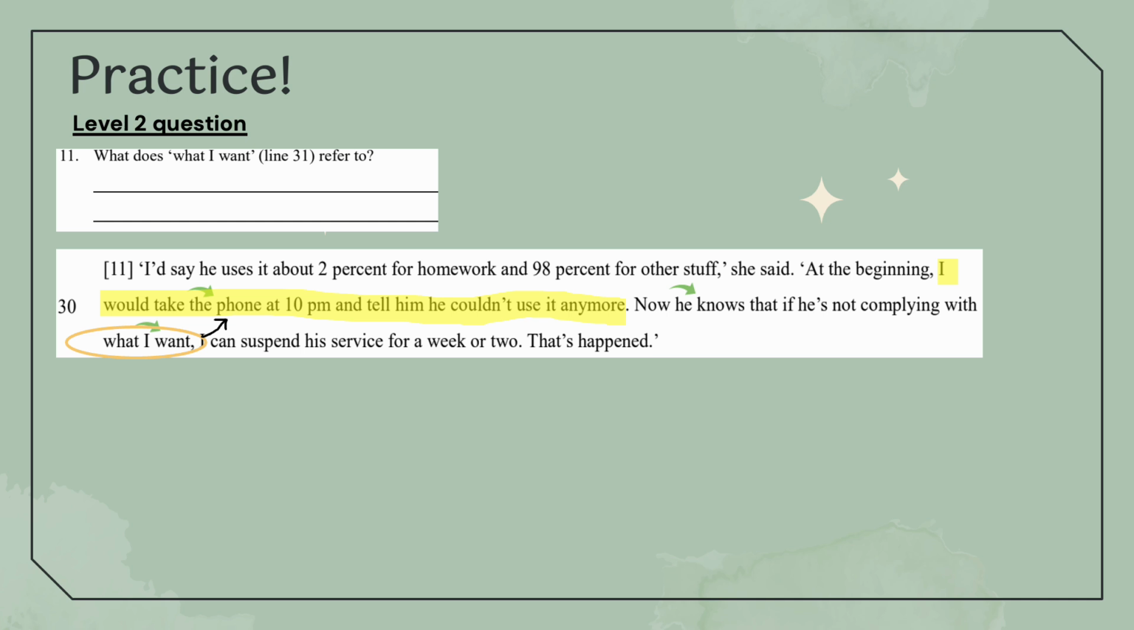After that, let's move on to step number 3. Look for the ideas in the previous sentences. Earlier, the mother mentions taking the phone at 10 p.m. and she wants her son to stop using it after 10 p.m. So, after summarizing all these ideas and also the context, you will find out the phrase "what I want" actually refers to the mother's rule or the condition about phone use.